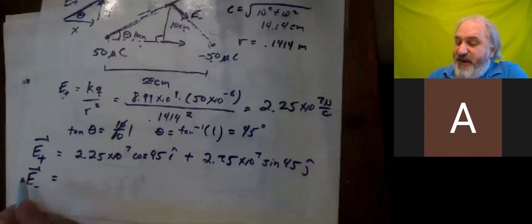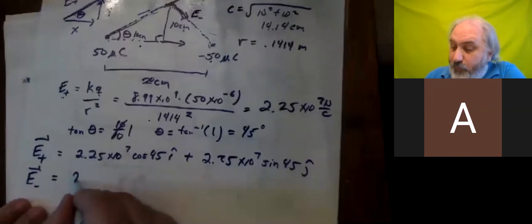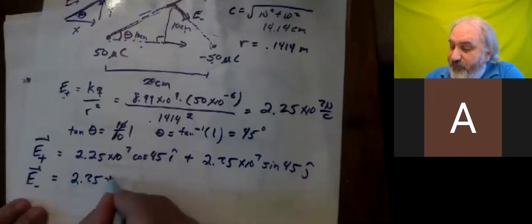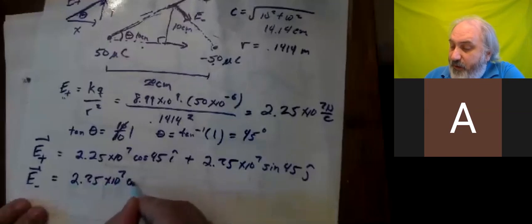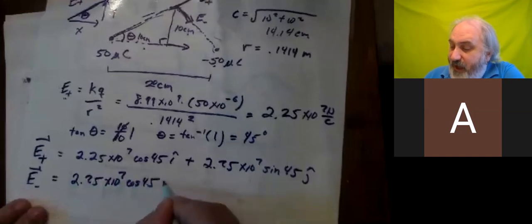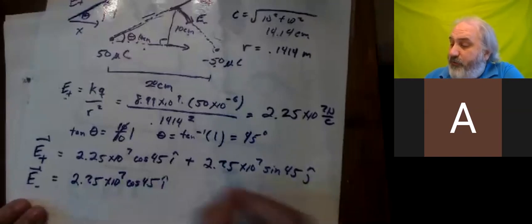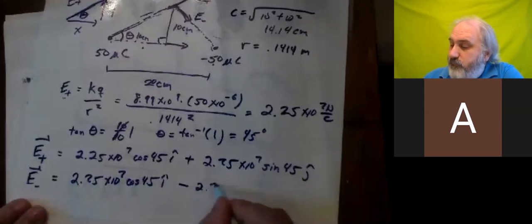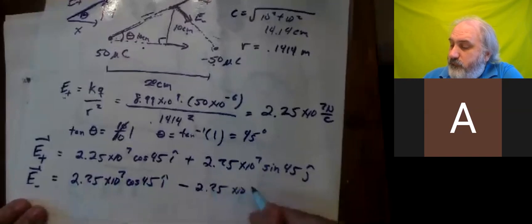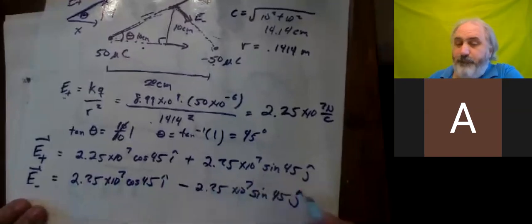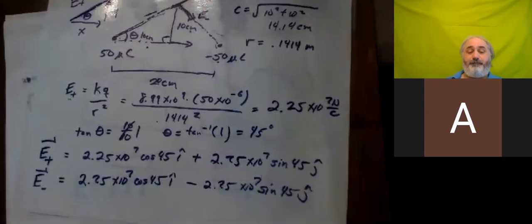So for E negative, it's going to be positive 2.25 times 10 to the 7th cosine 45 i hat. The i hat components are exactly the same. It's this part that's opposite.